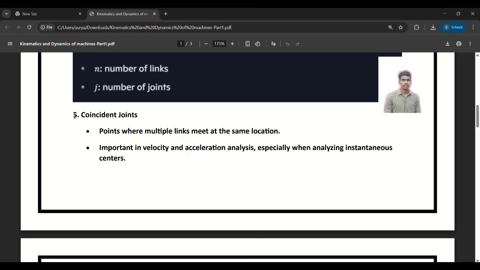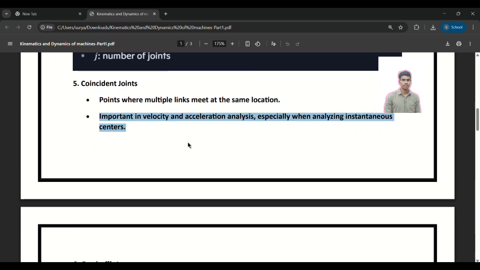And then we will go on to coincident joints. A coincident joint is a point where multiple links meet at the same location. Multiple joints lie on the same line, in the same parallel way. So if you look at it in a front view, you can't see the other joints in the same parallel view. That joint is known as a coincident joint, and it is important in velocity and acceleration analysis, especially when analyzing instantaneous centers. While drawing velocity and acceleration analyses, it plays a crucial role, so be careful while studying coincident joints.